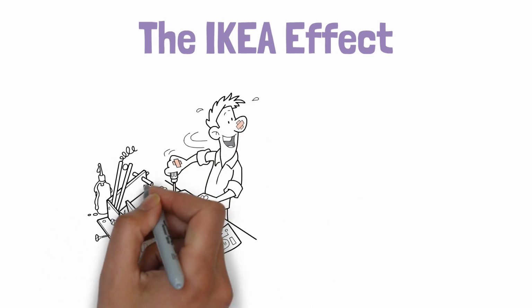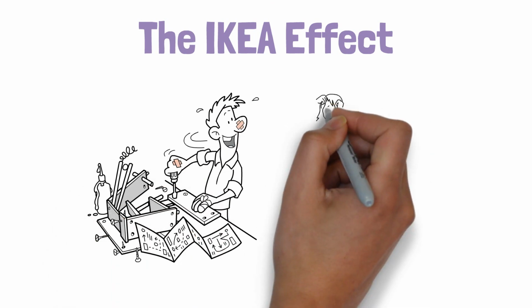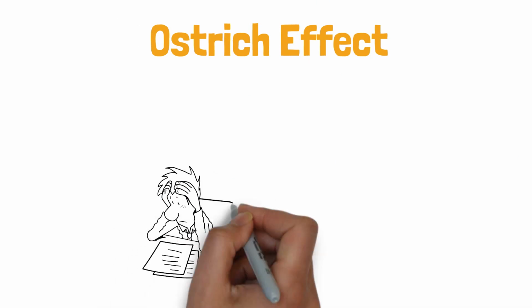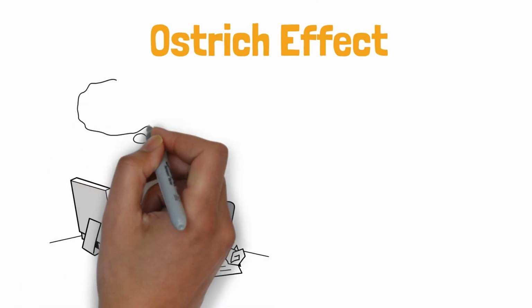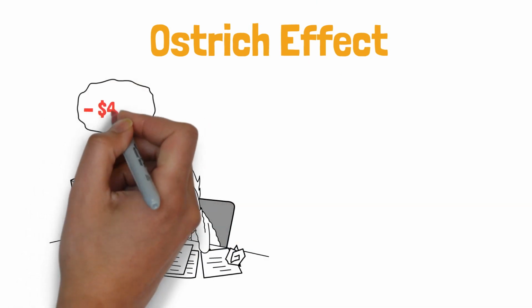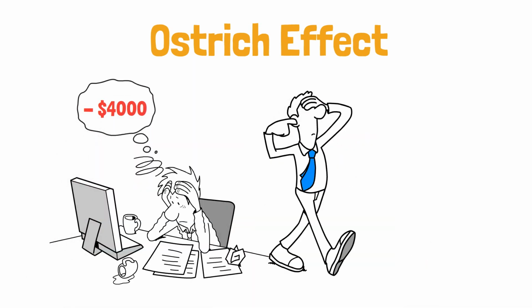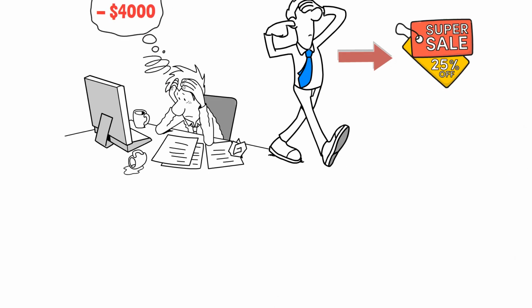The IKEA effect. The IKEA effect is when you value something more because you put effort into making it, like assembling furniture. To avoid overvaluing your work, get feedback from others to see its true worth. The ostrich effect. The ostrich effect is when you ignore bad news or feedback, just like an ostrich burying its head in the sand. For instance, avoiding checking your bank account because you don't want to know how much you've spent. To deal with this, it's important to regularly review your situation, even if it feels uncomfortable.